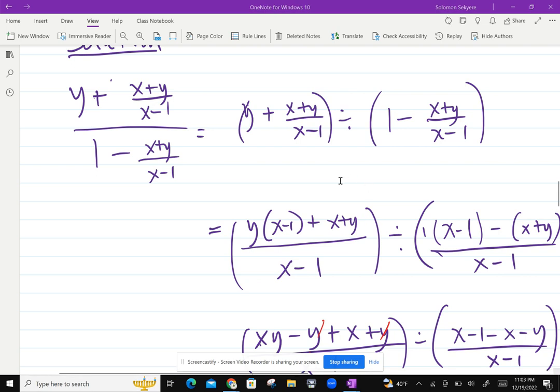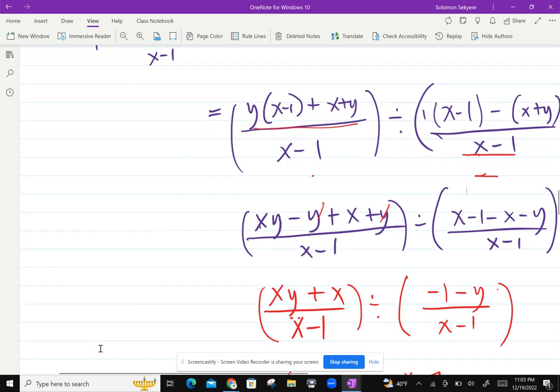We get x minus 1 times y plus x plus y right here, all over x minus 1. We do the same thing on this side, right? Take your time, be careful. Now we open the parentheses. It's xy minus y when we distribute, plus x plus y. Combine like terms, and you see that the y's go away. We have xy plus x over x minus 1.